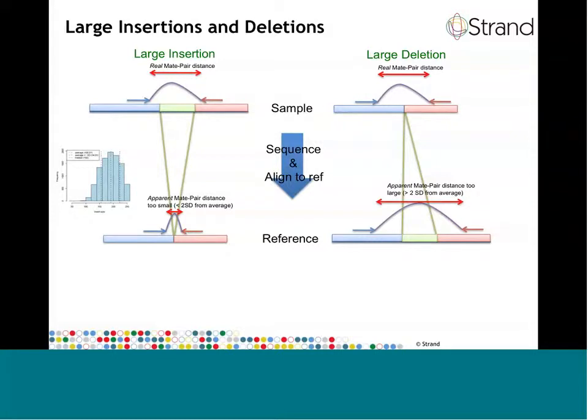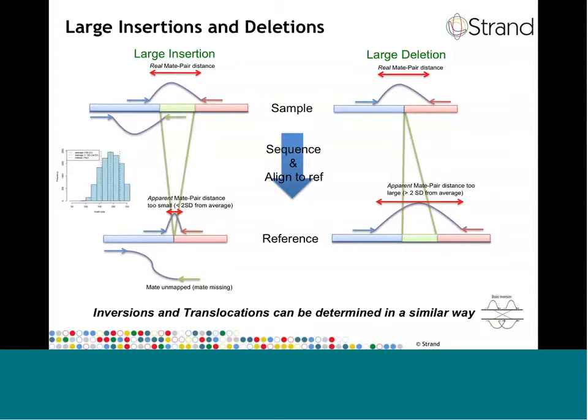So this discrepancy in the apparent mate pair distance can be utilized in the detection of these large insertions and deletions in Avadis NGS. For large insertions, it's also possible that one of the mates does not map to the reference genome at all, for instance in the case of a completely novel insertion sequence. Or it may map to a completely different part of the genome. And this information can also be used to detect these large structural variations. And in a similar and related fashion, inversions and translocations can be detected as well.